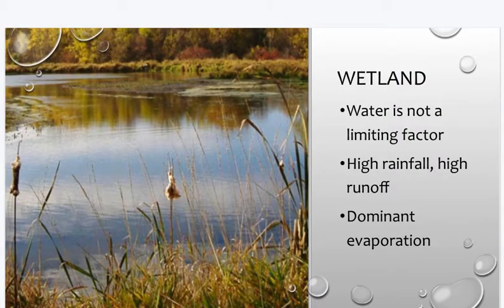Then we have wetlands. Wetlands, very creatively named. This is land that is wet for either the majority or part of the year. You have a lot of rainfall and a lot of runoff. You have a lot of runoff because the water is already soaked. It's already waterlogged. It can't hold any more water. And you have a lot of evaporation in this area because you have very wide areas of land that are exposed to sunlight. What does water do when it gets hot? It evaporates.